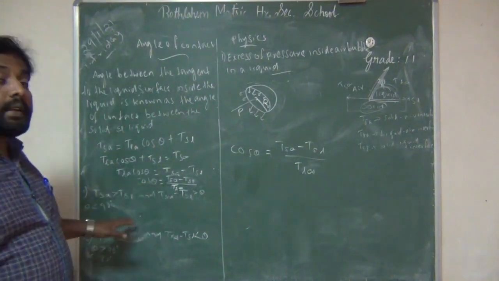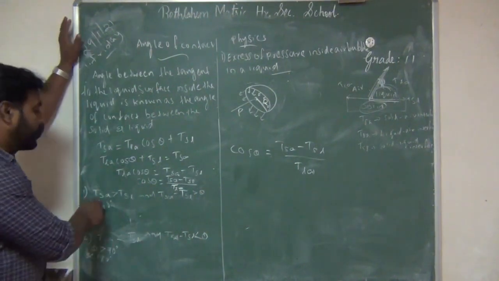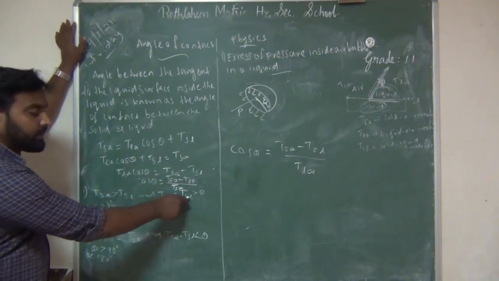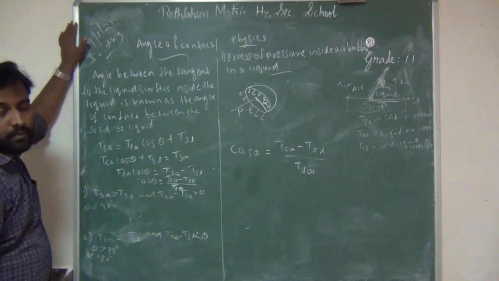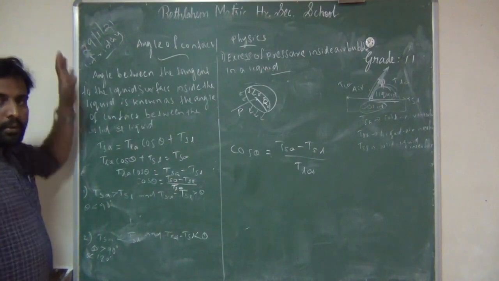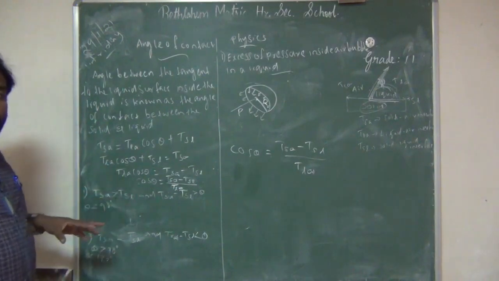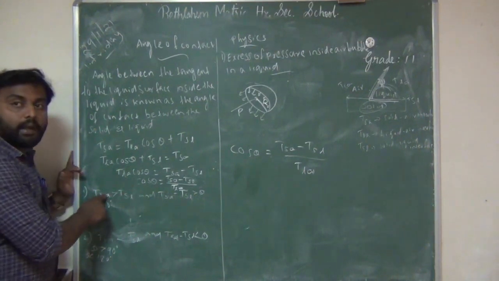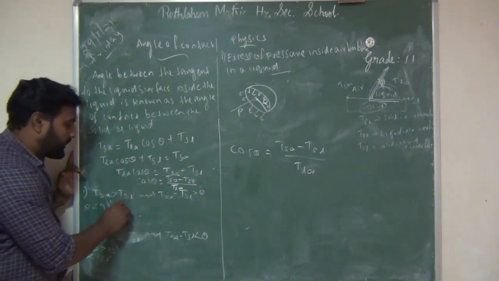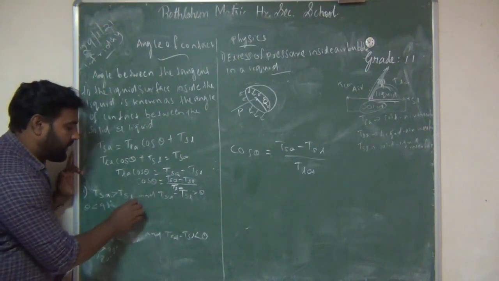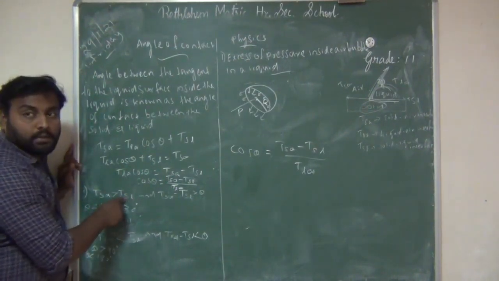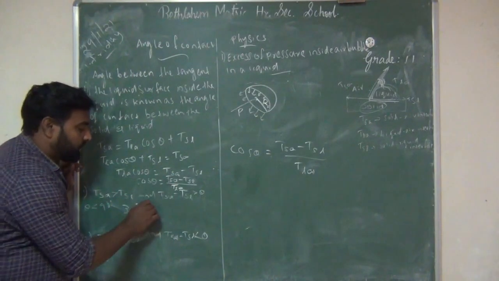Now you see there are three cases. The first case is TSA greater than TSL, so TSA minus TSL is greater than 0. It means suppose you got a value for the angle between these two surfaces, solid and air, of 30 degrees, and the angle between the solid liquid interface of some 15 degrees.